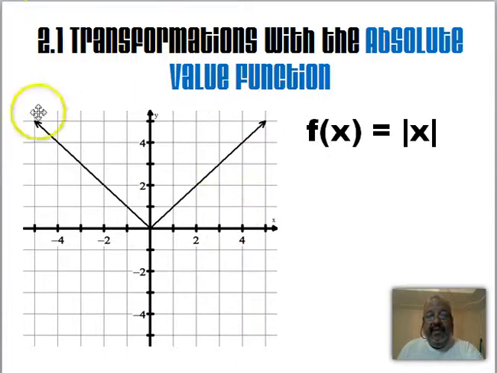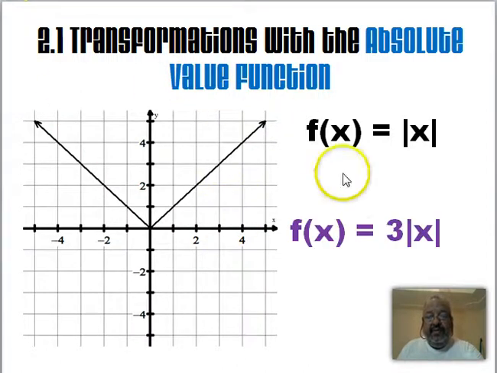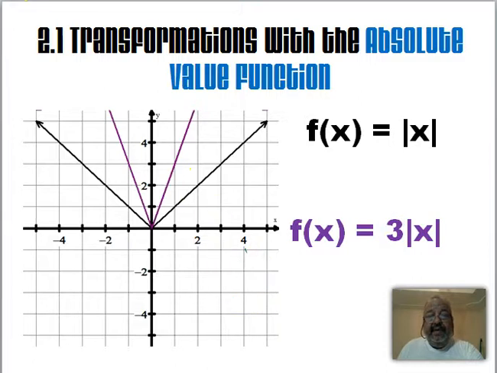Absolute value again. Now no more adding or subtracting. This time we're multiplying something on the outside, this one right here. Notice 3 is bigger than 1, so it's going to change the shape of the graph. There it is. It gives it what's called a vertical stretch.